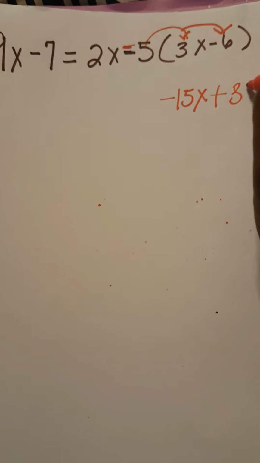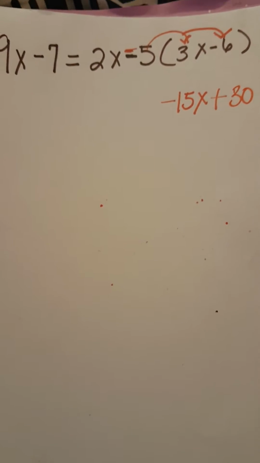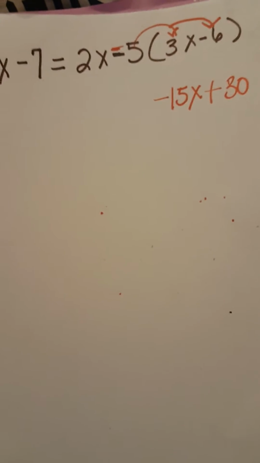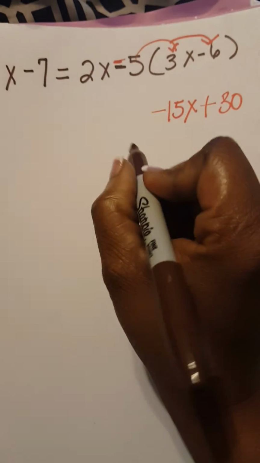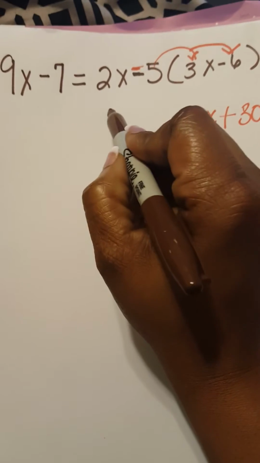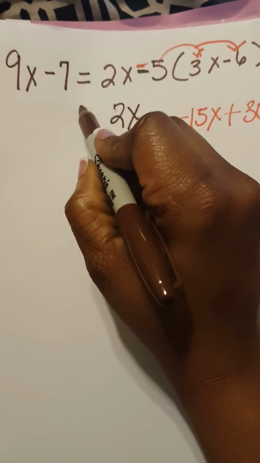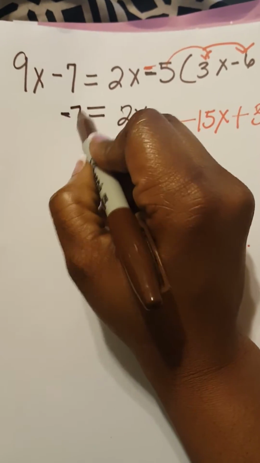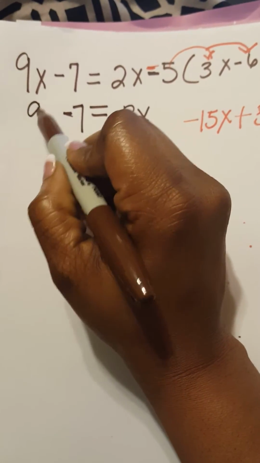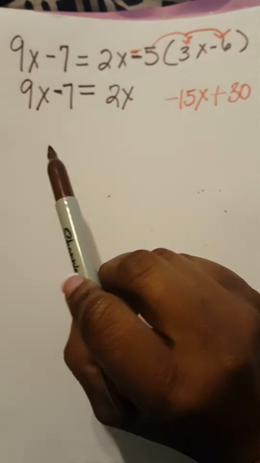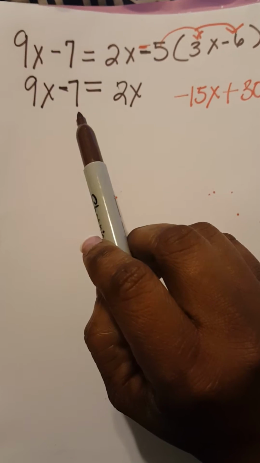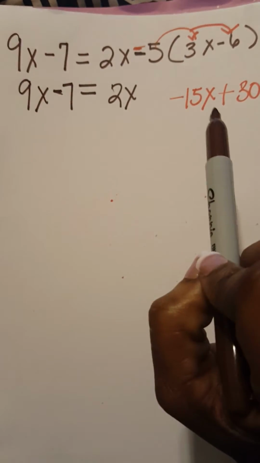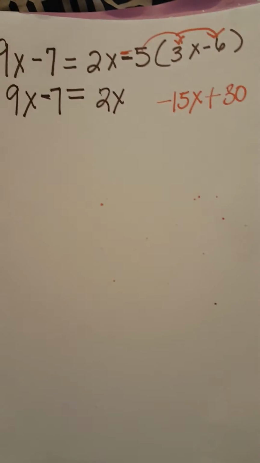And I'm going to rewrite the rest of this problem. That means I'm going to bring down every number that we didn't touch, okay? So here we didn't touch 2x, equal sign, negative 7, and 9x. And so if you look at my problem, I have 9x minus 7 equals 2x minus 15x plus 30.